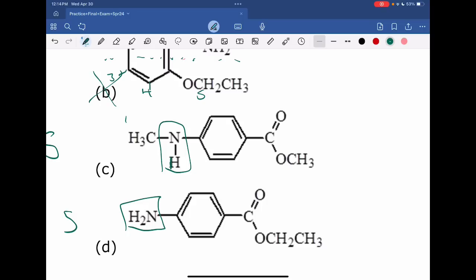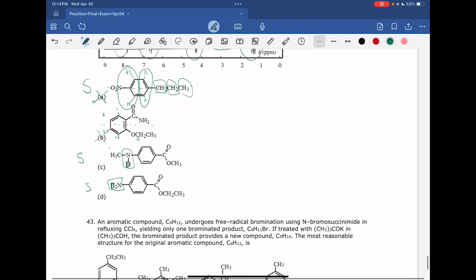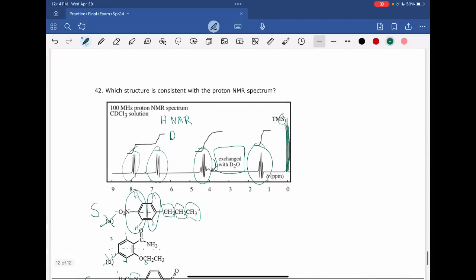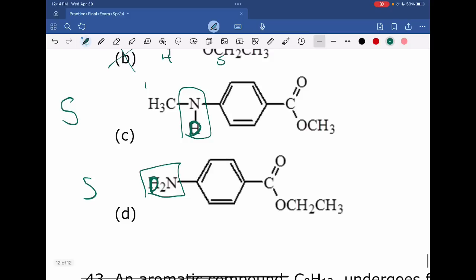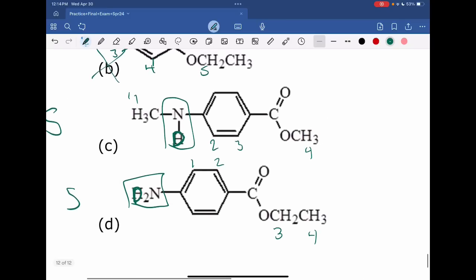So let's switch that for a D. And let's switch this for a D. This means that there's no peaks being produced due to these H's because they're D's. They're being switched out by D's because I believe there was D2O in the solution or something. So let's recount the peaks. 1, 2, 3, 4. 1, 2, 3, 4. This makes sense now. It's either C or D. We just gotta look at the splitting now.